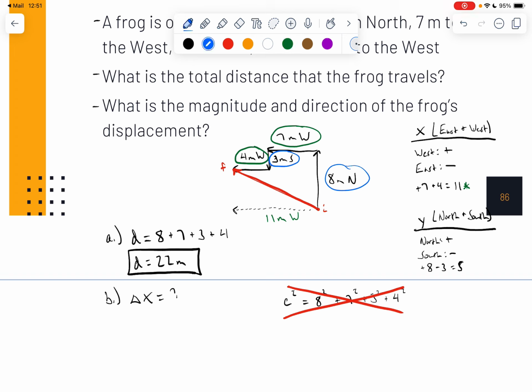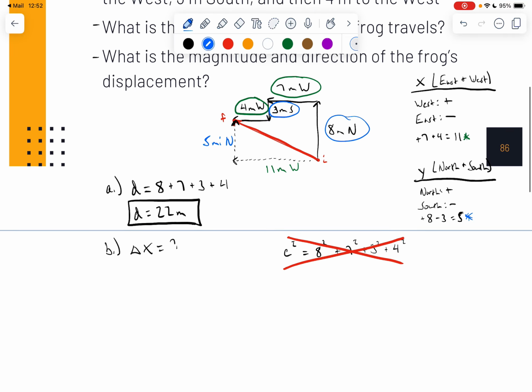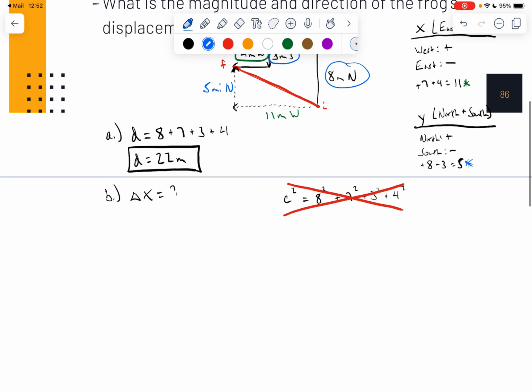If we go up 8 meters north, but then we come back down 3 meters south, that means in total we've only gone 5 meters going north. Right, that's what we're getting from our y direction. So really what we want to do is just focus in on that very last right triangle we have there.